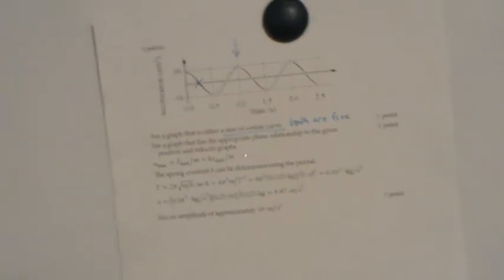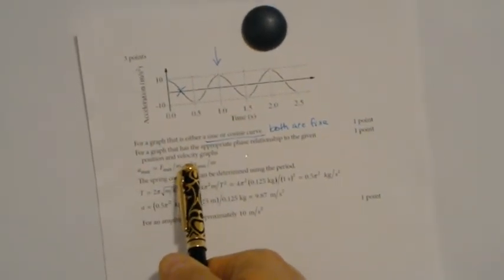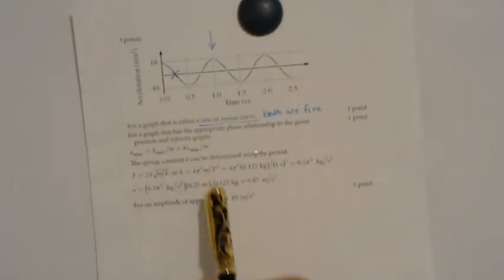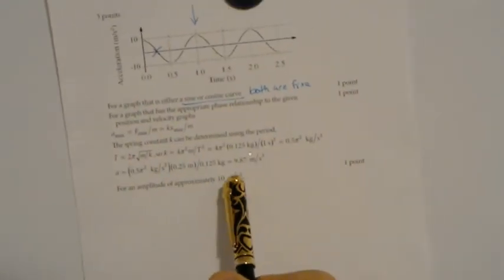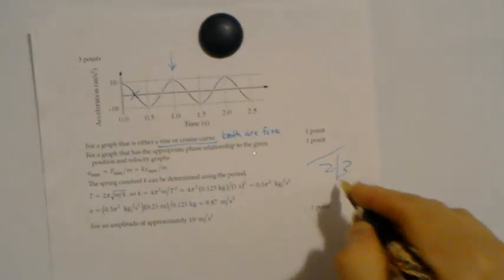You could solve all this, and you could get that acceleration is force divided by mass. Force is kx, Hooke's constant, the restoring force, and it's shown there, about 10 meters a second. You want to get 2 out of 3 points here.